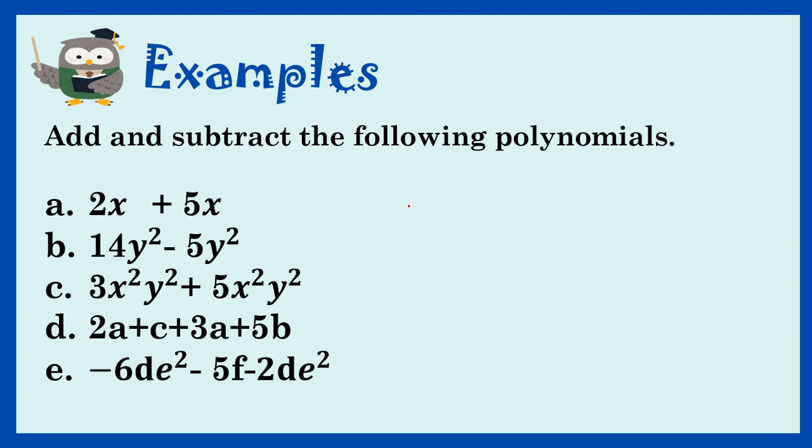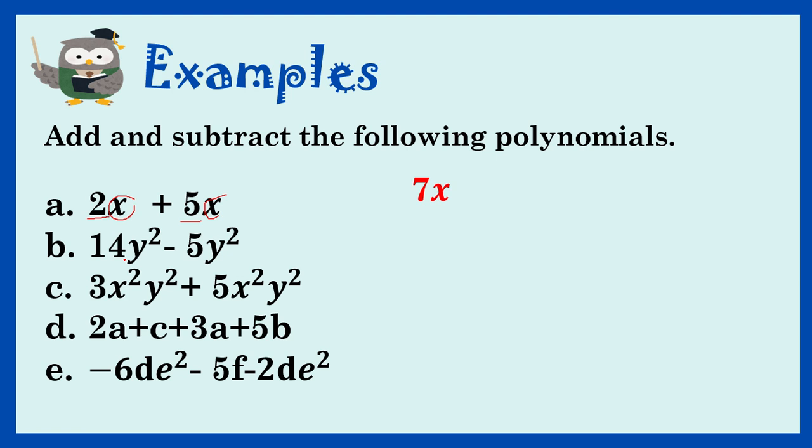So, for letter A, 2x plus 5x. What is your answer? Gagawin mo lang dyan, 2 plus 5. So, that is 7. And then, copy the variable since parehas naman sila. The answer is 7x.